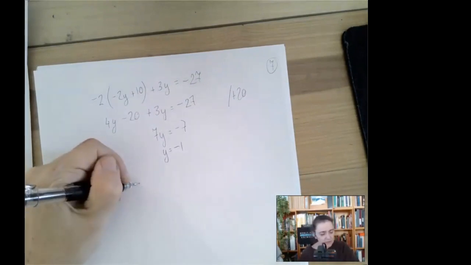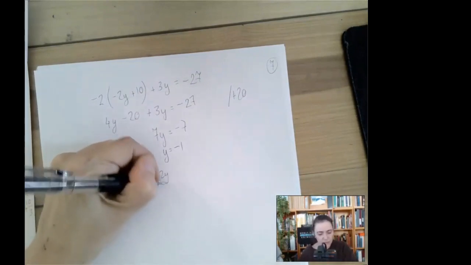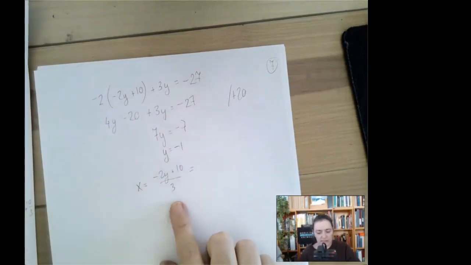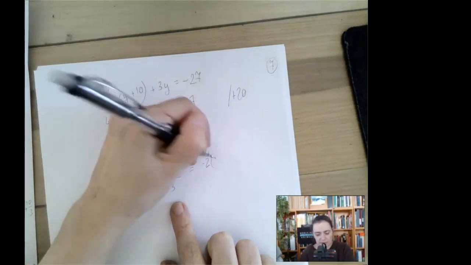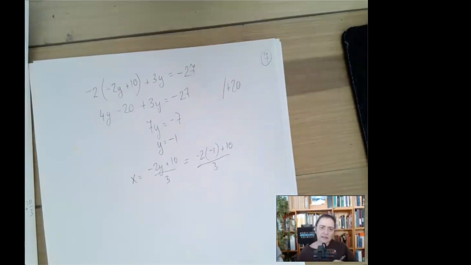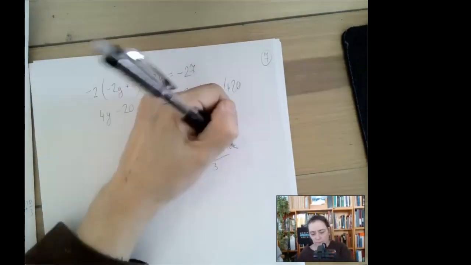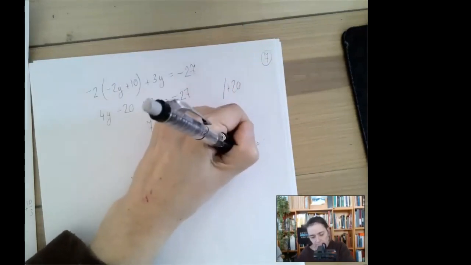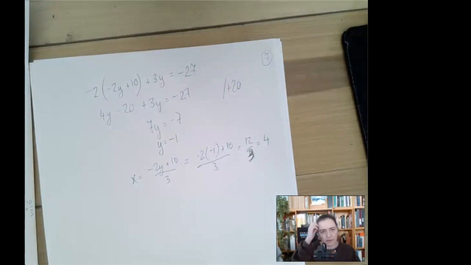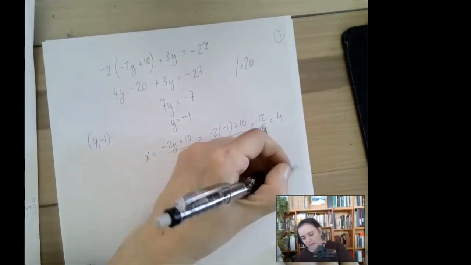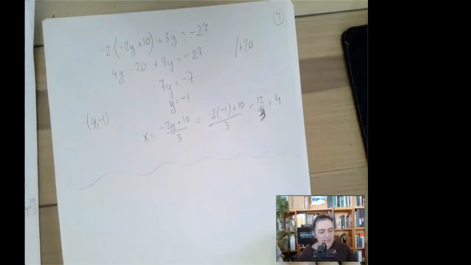And then what was the substitution? x is (-2y plus 10) over 3. So now that we know that y is -1, it's (-2 times -1 plus 10) over 3. That's 12 over 3, that's 4. So we got the same answer, 4, -1. Okay. So this is by far my favorite technique.